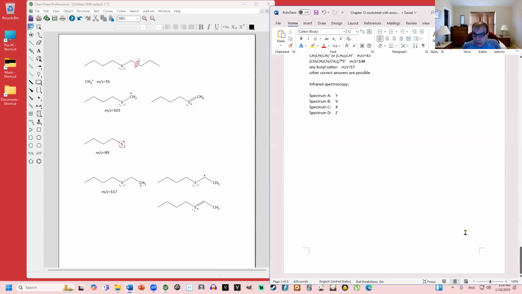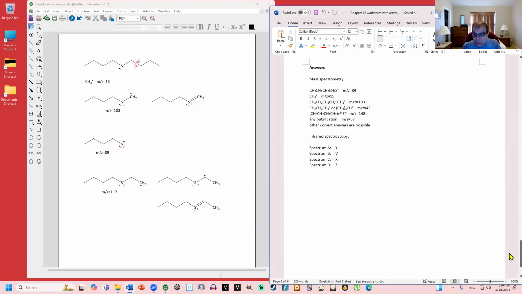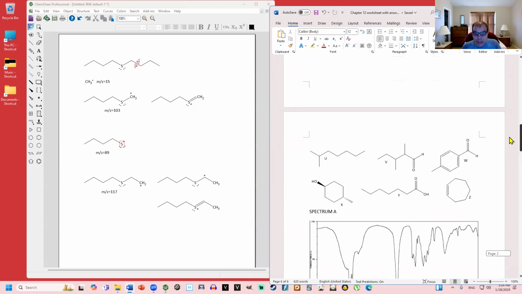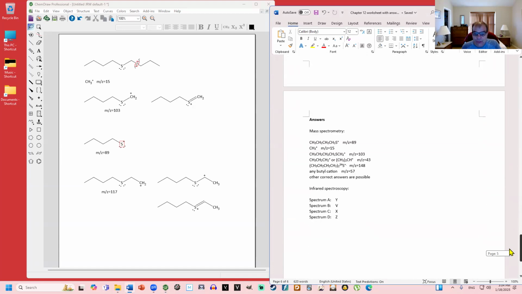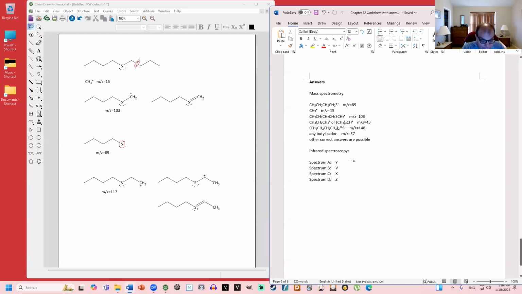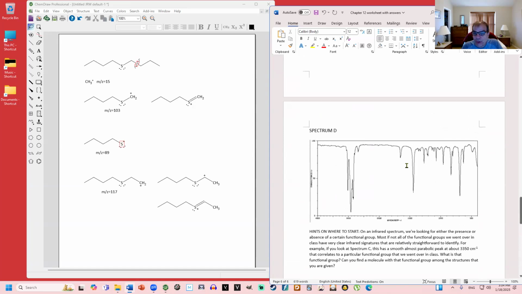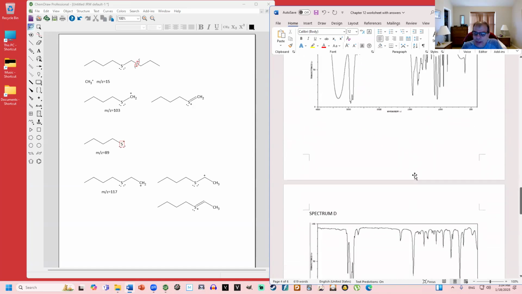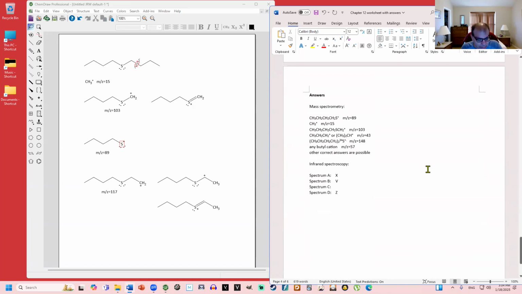compound X. Let me just make sure my answers match. Looks like actually they don't. Looks like I'm going to have to upload the document again. Spectrum A is X, not Y, which means spectrum C is not X. So we'll fix this, and then we'll re-upload that, and we'll upload the correct version. Oh, wait a minute. No, we're fine. That's not spectrum A. That's spectrum C.